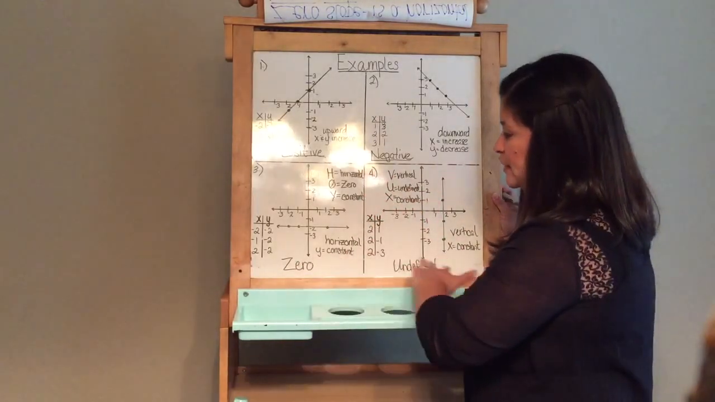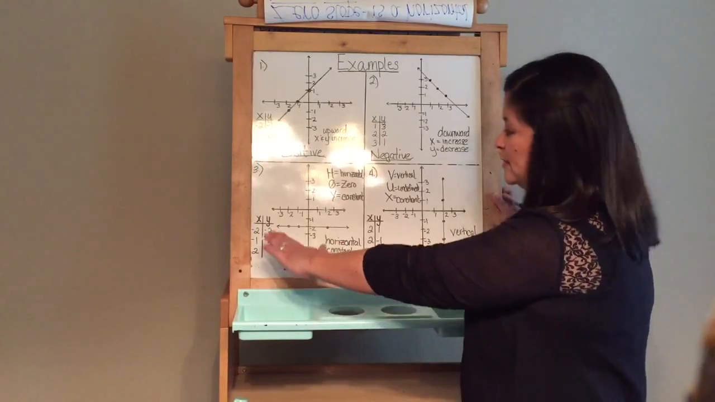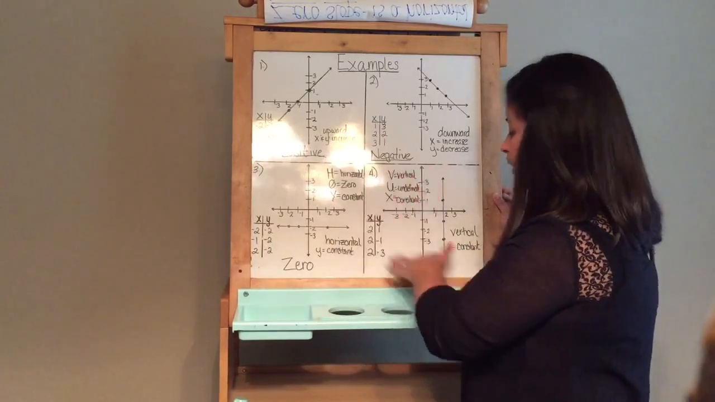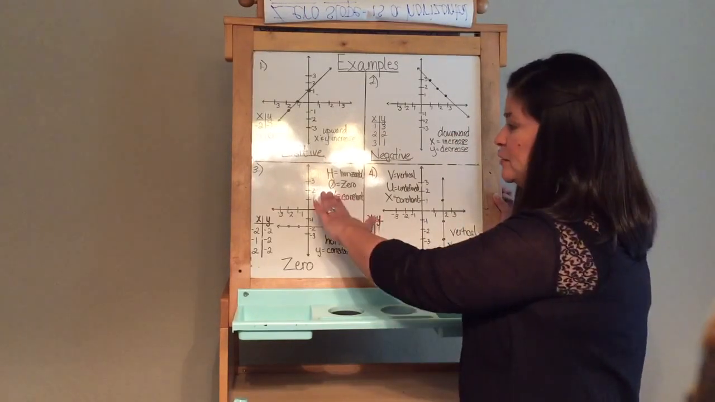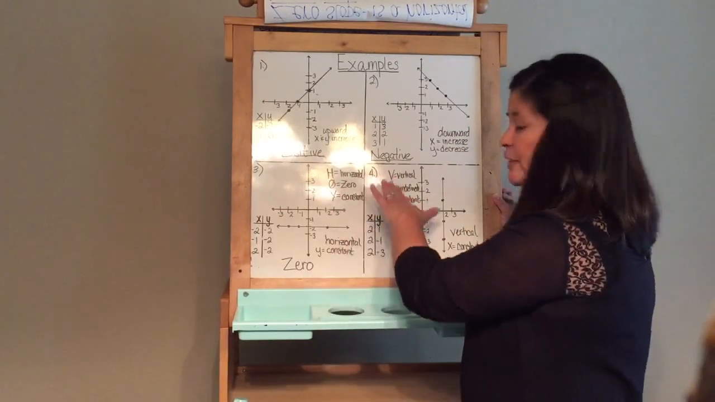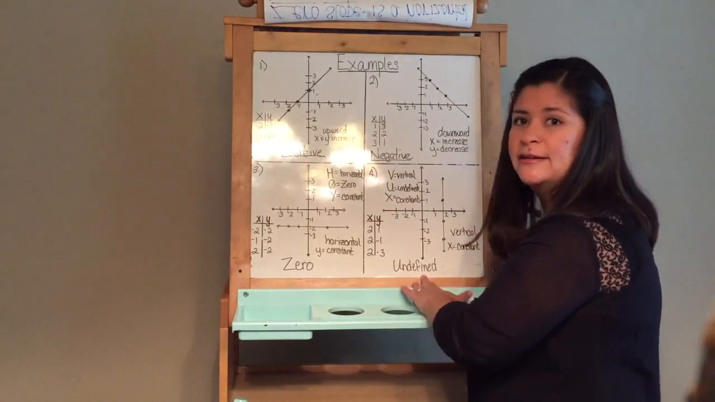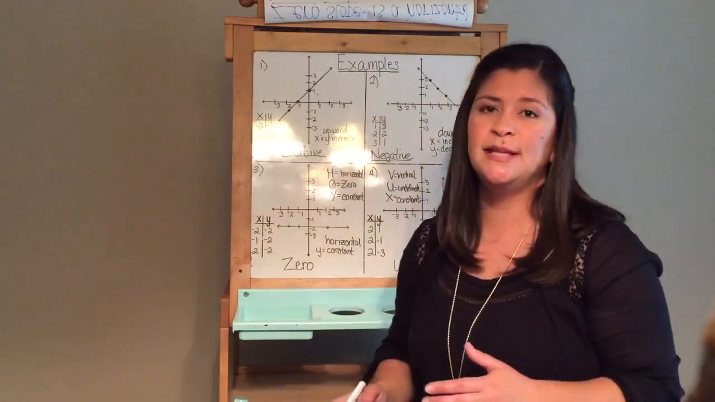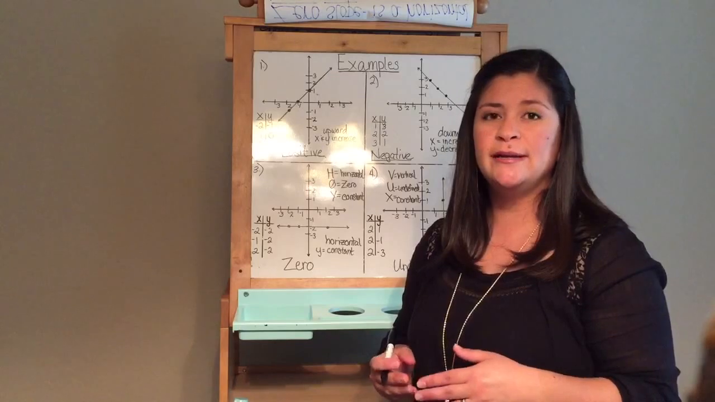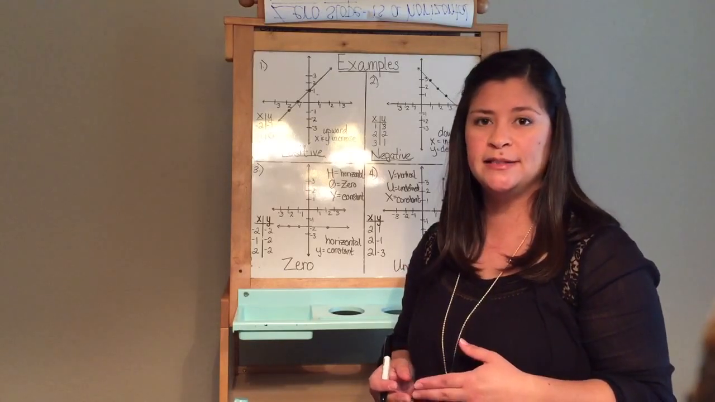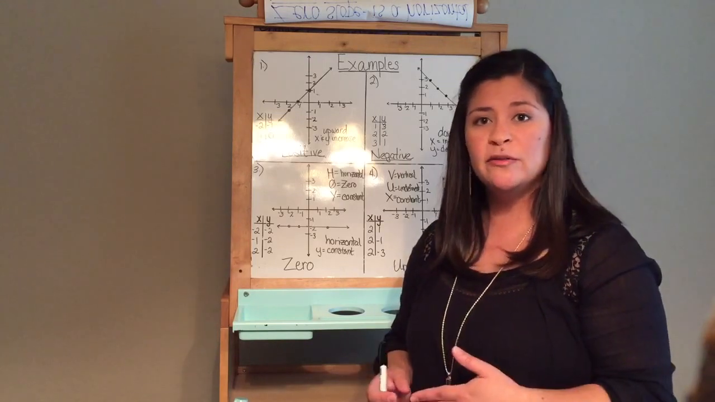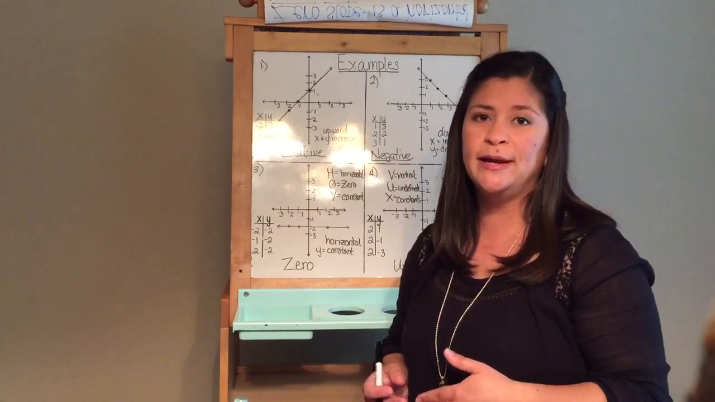And the difference between the two: zero is always going to be a horizontal line, and the undefined is going to be your vertical line. So remember H0Y for zero and VUX for undefined. Now that we've gone over some examples, I'm going to walk around and see if you guys have any questions, and I will be passing out the practice problems that we will work on for about 15 minutes, and then we will go ahead and go through them.